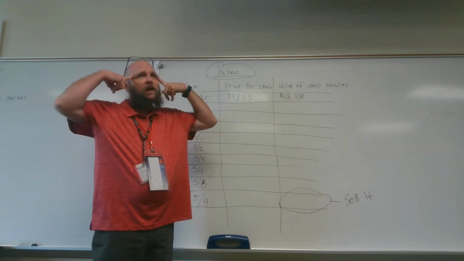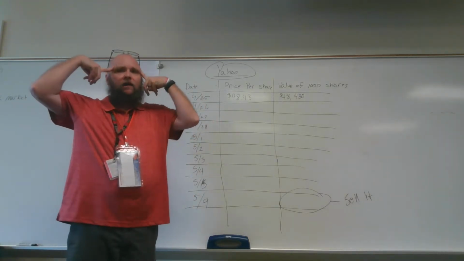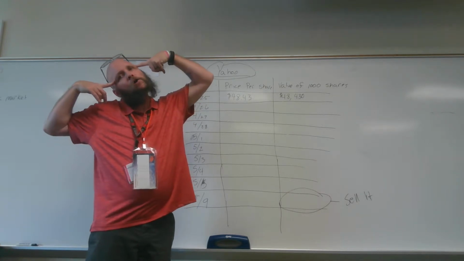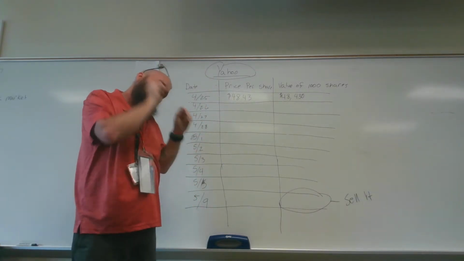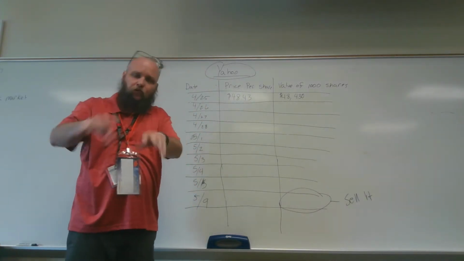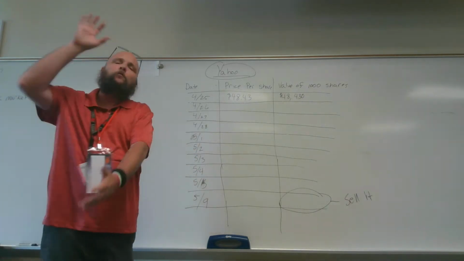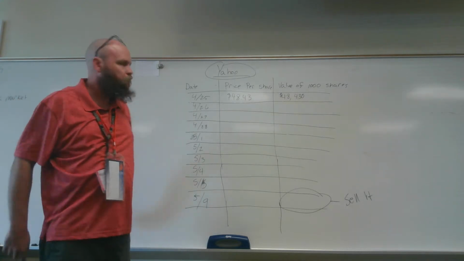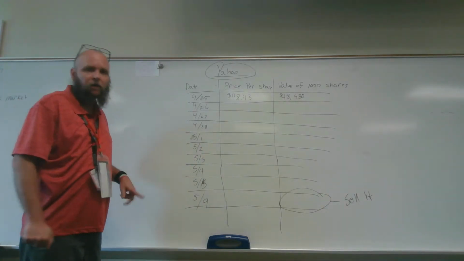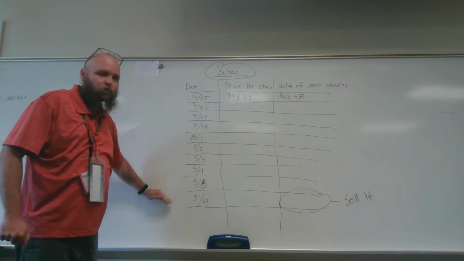Wait, I forgot to do April 28th. What should I do? You can get on there, type stock price for Yahoo, April 28th. Search, and it's going to tell you the price. You don't even have to go to the page. It'll tell you, boom, right there at the top. That's how I found it. Okay? So this is what we're doing.